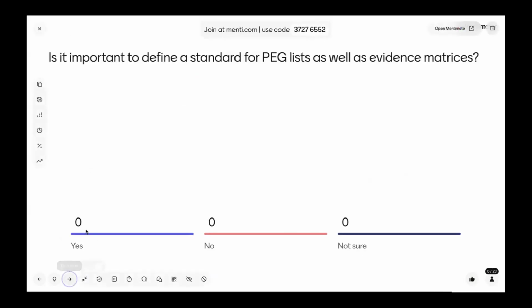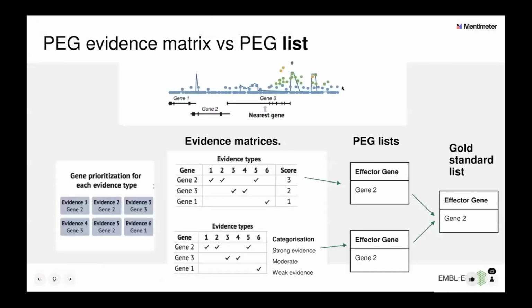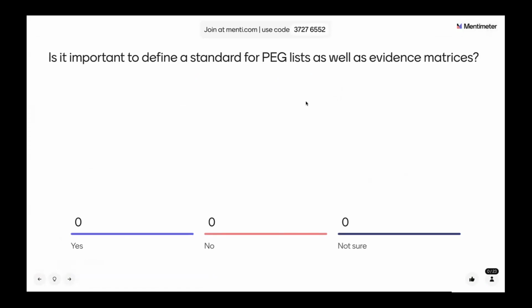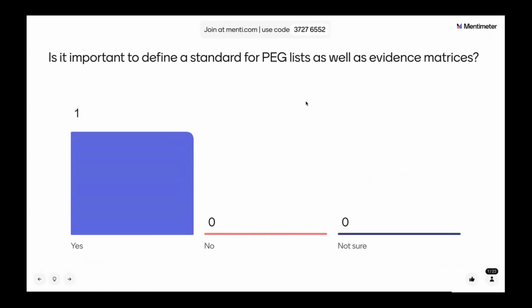But I do just want to go back to this idea of the evidence matrix versus the PEG list. My question is, is it important to define a standard for the lists as well as the evidence matrices? I think it's clear that the evidence matrix is where the real meat of the experiment is, but at a later step in this process, do we also want to define standards for PEG, the lists, or are we happy for authors to just do whatever nice graphics they want? Of course, they can do that as well.